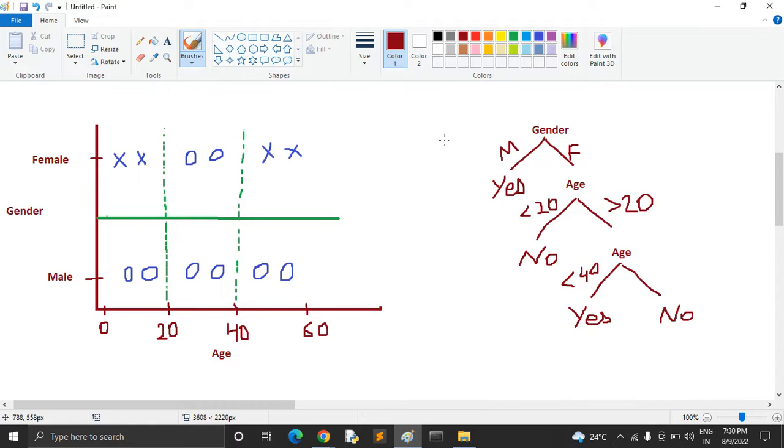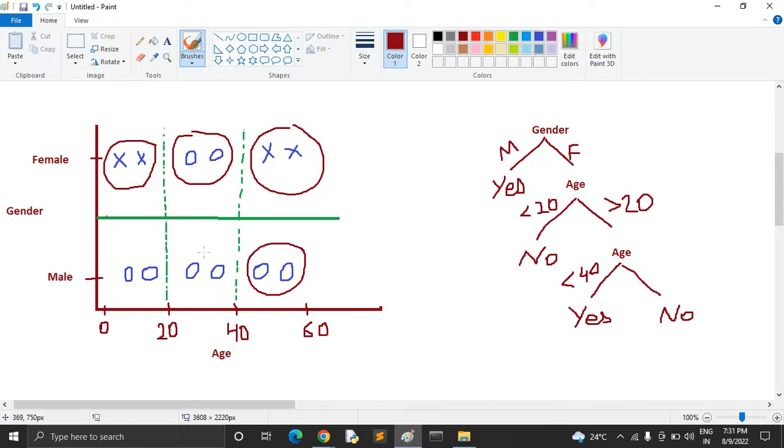Now if you understand this, guys, there is this region over here which has only x. There is no data point from a different category in it. If you consider this region, there is only 0. There is no x present in this particular region. Again, if you consider this particular region, there is only x. So all the regions are purely categorized now, right?